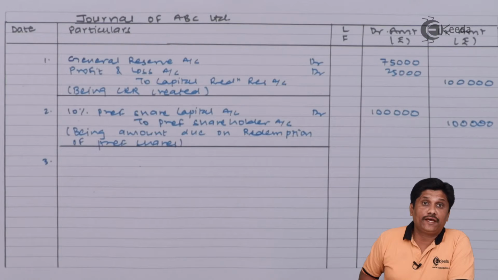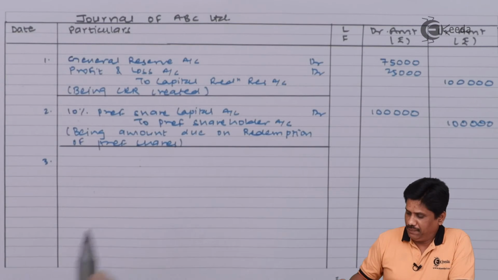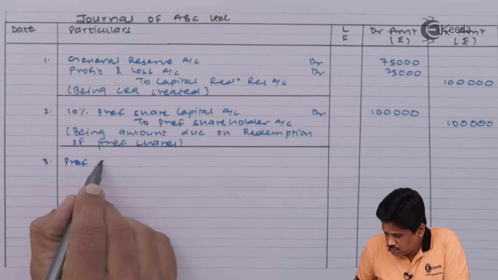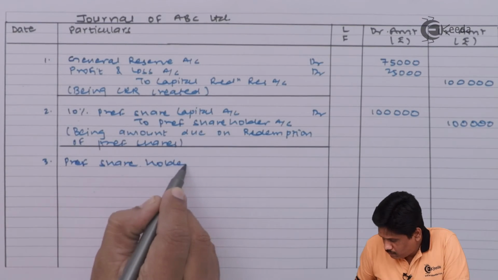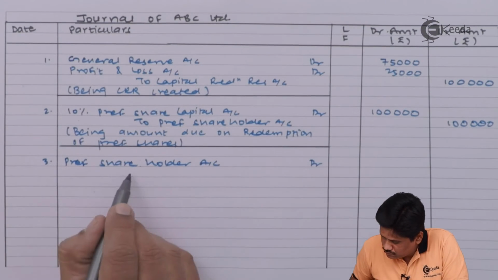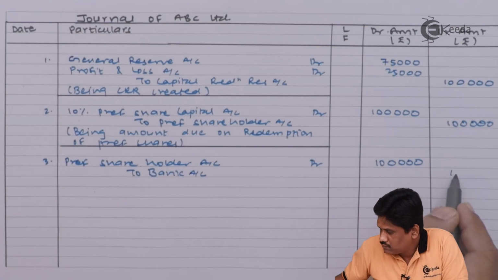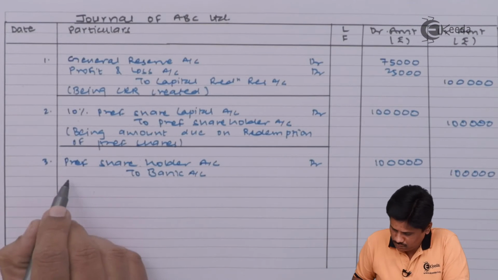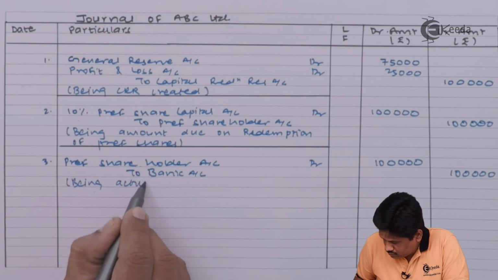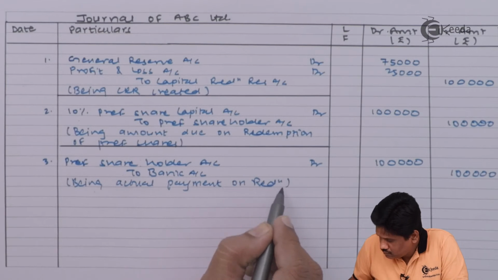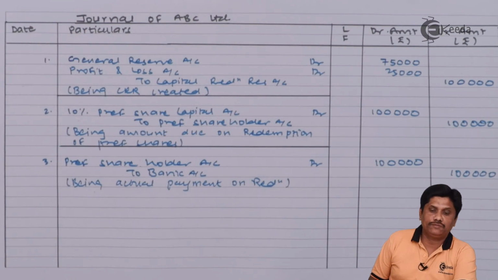Third entry is for your actual payment. What will be your entry? Preference shareholder account debit to bank. Being actual payment on redemption.